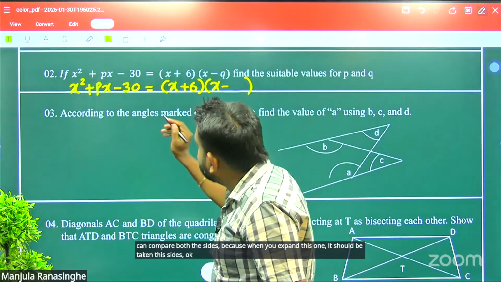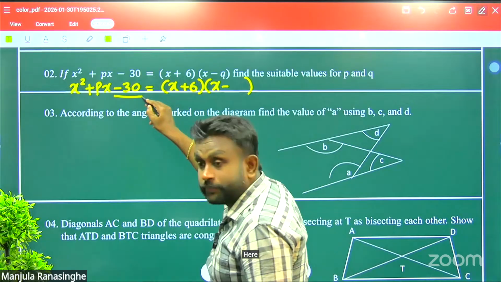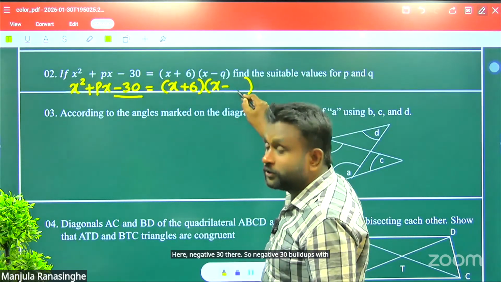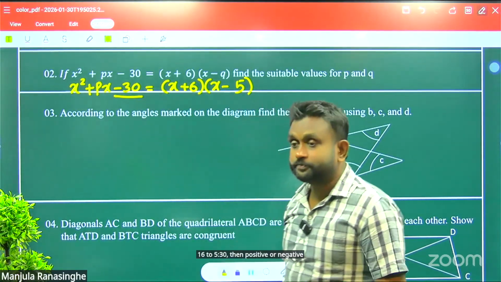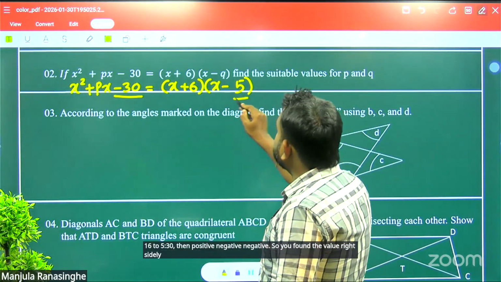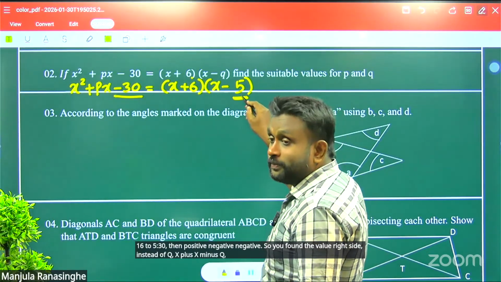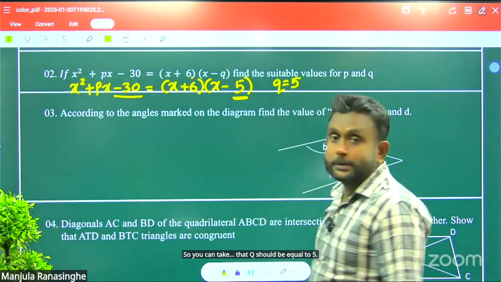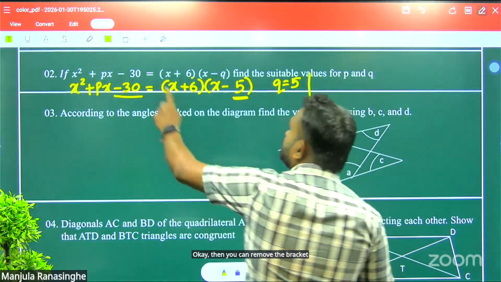Here, negative 30 is there, so negative 30 builds up with 6 into which value? 6 into 5 is 30, positive, negative, negative. So you found the value on the right side. First you write (x + 6)(x - q). Instead of q, it should be 5. So you can take that q should be equal to 5. Then you can remove the bracket and check for the value of p.